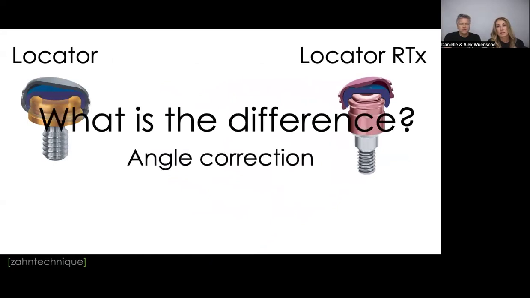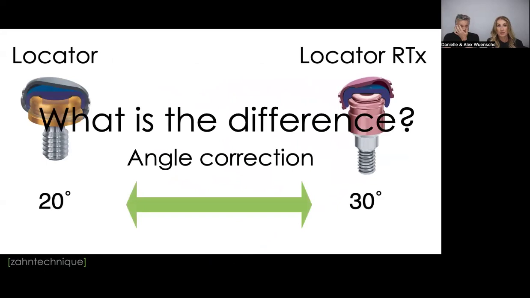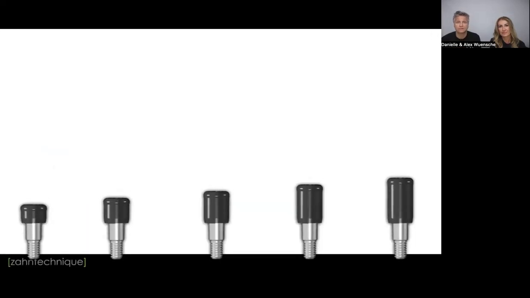Yeah, so the biggest difference is not only the color coding of the housing, but also the angle correction. The original Locator is used only up to 20 degrees, whereas you can correct the angles with the Locator RTX all the way up to 30 degrees. That's massive actually. 30 degrees is a lot. I remember when we had the challenge with an angled abutment or angled implant and we could not get over the 20 degrees, right? So the RTX definitely was a great solution and a big help for that.